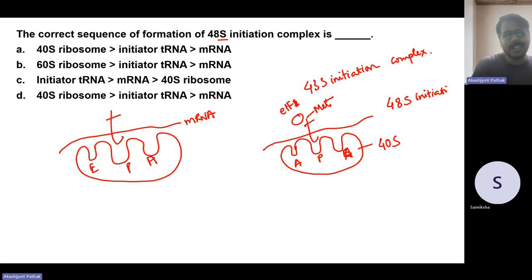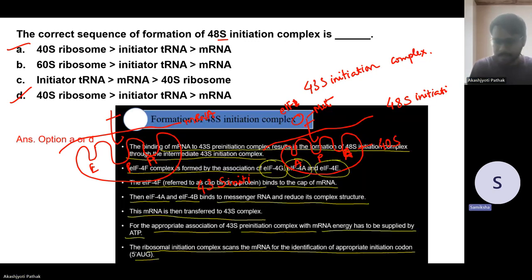So this question you have understood, right? First the 43S initiation complex is formed. Now this question needs no explanation. The answer is option A, and option D is actually the same, so it is either A or D. Okay, yes, sir, I got this question.